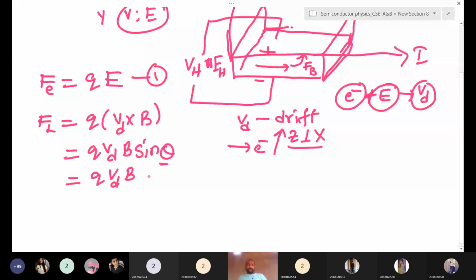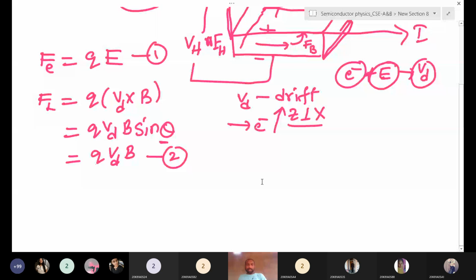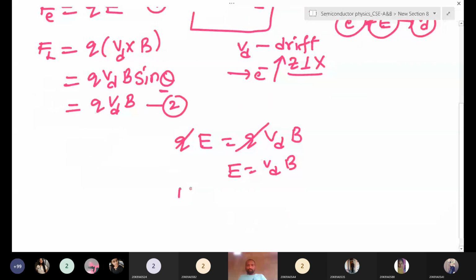Now at equilibrium condition, that means when the forces are equal and there are no other forces, these two forces are equal. QE is equal to Q Vd B. The Q will cancel, or you can take E also, because the charge of the carrier is e. It's not a problem. So E is equal to Vd into B. This field we can call the Hall field, Vd into B. Let's call this equation 3.